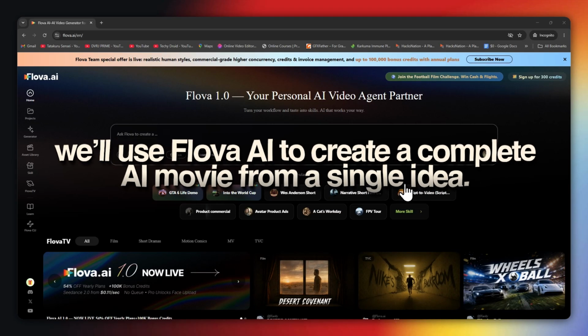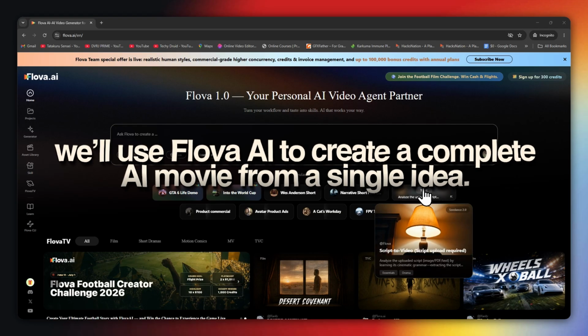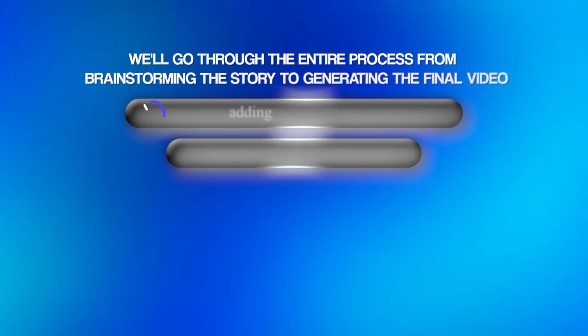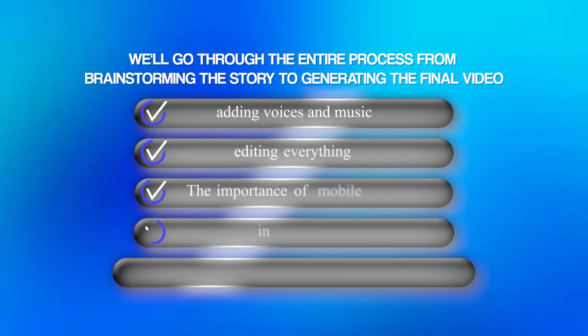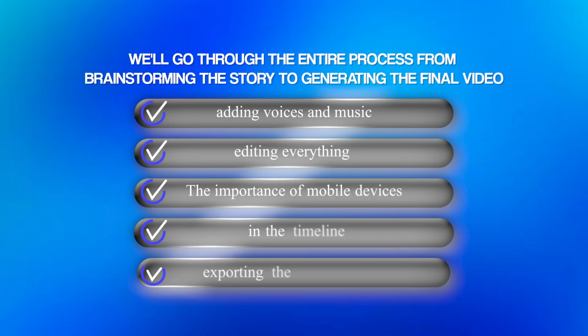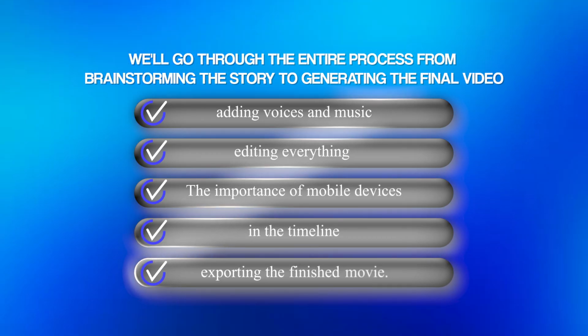In this video, we'll use Flova AI to create a complete AI movie from a single idea. We'll go through the entire process, from brainstorming the story to generating the final video, adding voices and music, editing everything in the timeline, and exporting the finished movie.